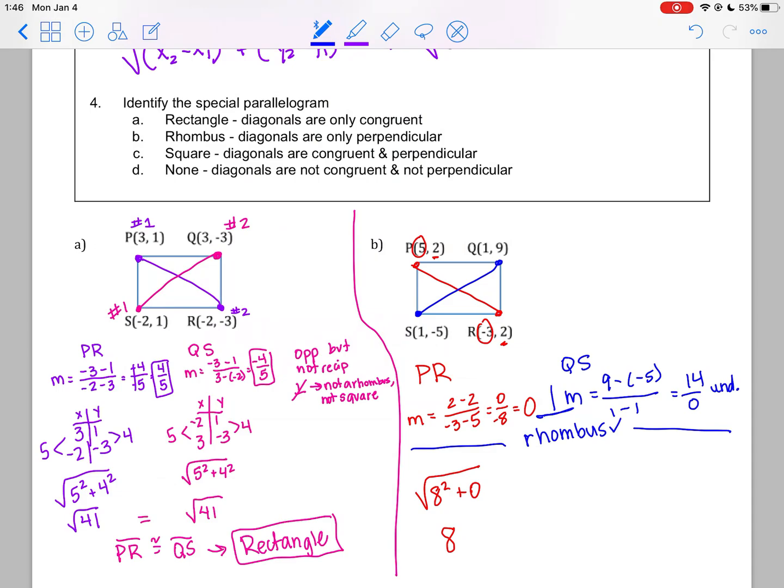And then I'm going to do the length of QS. For QS, the distance between my x values is 0. I forgot to put the squared on that one, but that tells me that it's not going to change anything. And then the distance between -5 and 9 is 14. Since I have a 0, I'm just going to take the other number. This one's length is 14.